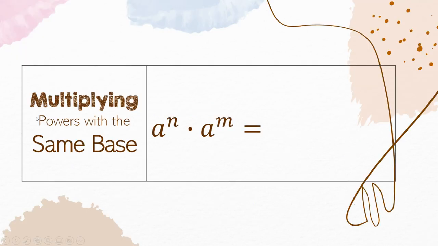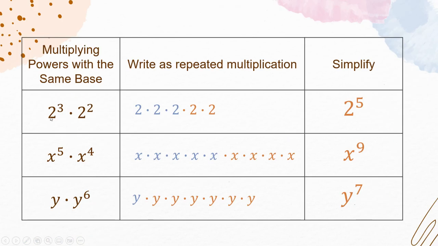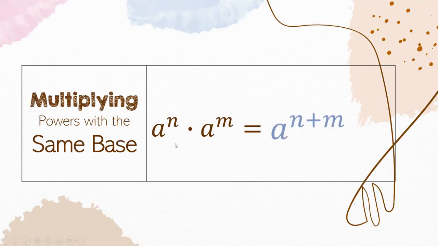So when we're multiplying powers with the same base, our rule is a to the n power times a to the m power is equal to a to the n plus m power. If we go back and look, 2 to the third times 2 to the second, 3 plus 2 is 5. X to the fifth times x to the fourth have the same base, 5 plus 4 is 9. Y to the first times y to the sixth, 1 plus 6 is 7. That's what our rule here is telling us on this page: a to the n times a to the m is equal to a to the n plus m.